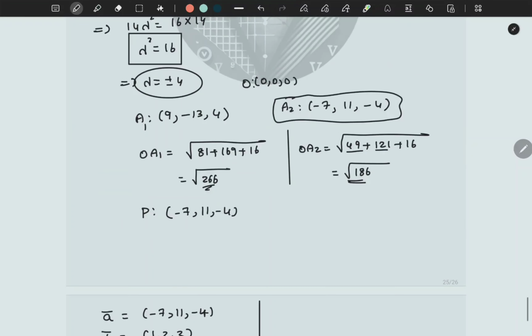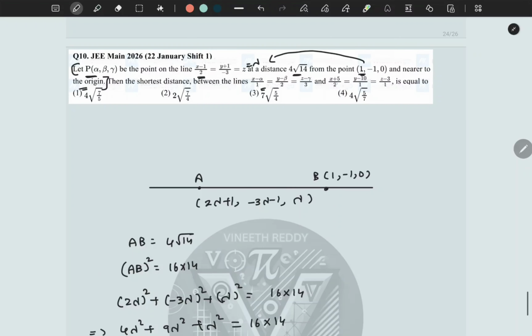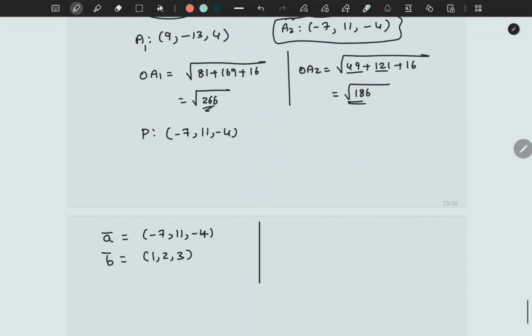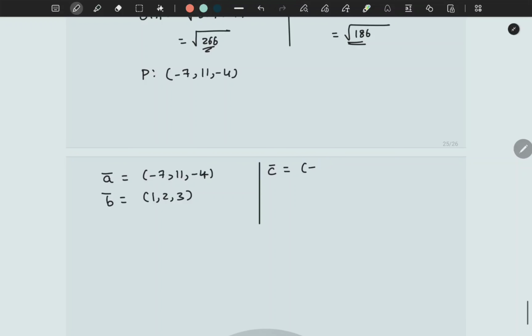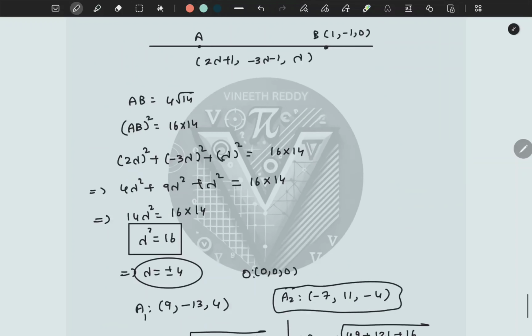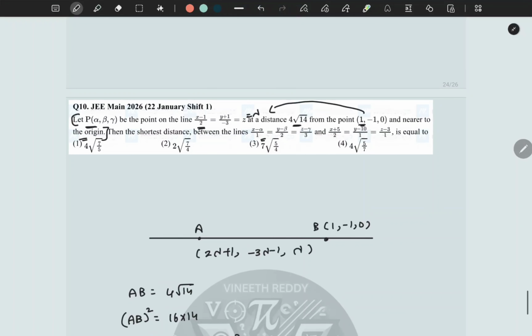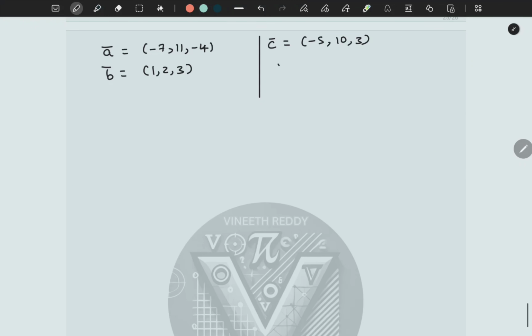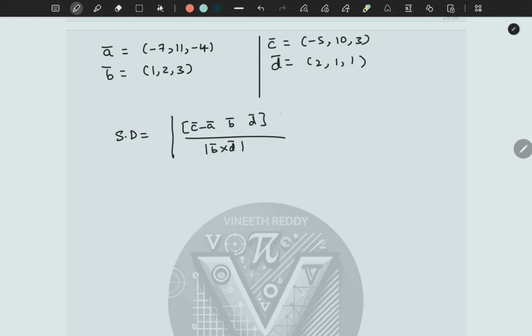And then L2 is passing through minus 5, 10, 3, right? And the direction ratios are 2, 1, 1, right? So d bar is equal to 2, 1, 1. So now the shortest distance will be the same thing: magnitude of C minus A dot B cross D, divided by mod B cross D, right?